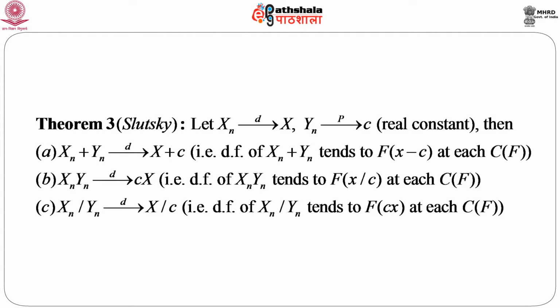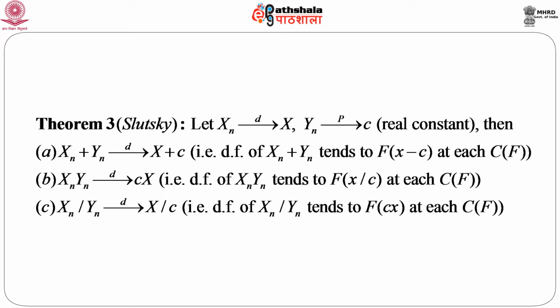So, now we come to the famous theorem due to Slutsky, which says that if X_n converges to X in distribution and Y_n converges to c in probability, then X_n plus Y_n converges in distribution to X plus c. Now, what is the meaning of X_n plus Y_n converges in distribution to X plus c?